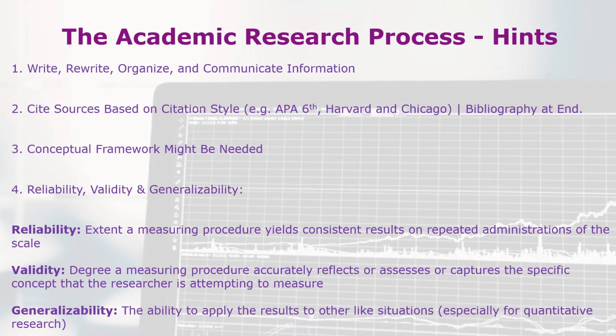And next, validity. The degree to which a measuring procedure accurately reflects or assesses or captures the specific concept that the researcher is attempting to measure. You find this a lot of the time. Somebody says, oh, we're going to measure the impact of education on entrepreneurial innovation, for instance, and then they go and measure something else. So the measuring procedure should accurately reflect the specific concept the researcher is attempting to measure. If you're saying you're going to measure something, make sure you are measuring that thing, not something that is sort of like that thing.